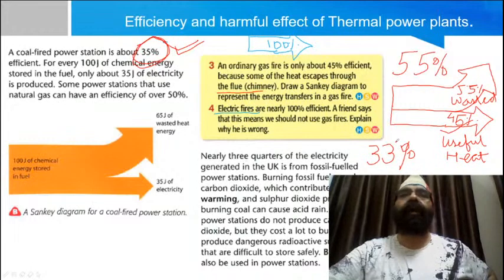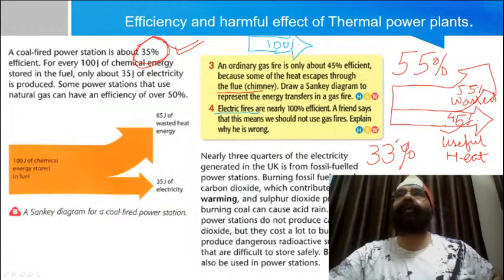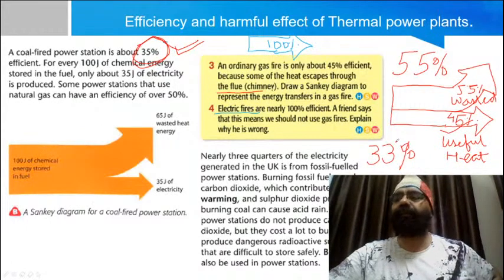Got it? Understood, beta? So, using natural gas directly is much better. Its efficiency also is better, and of course, the damage which will be done to the environment also is lesser.